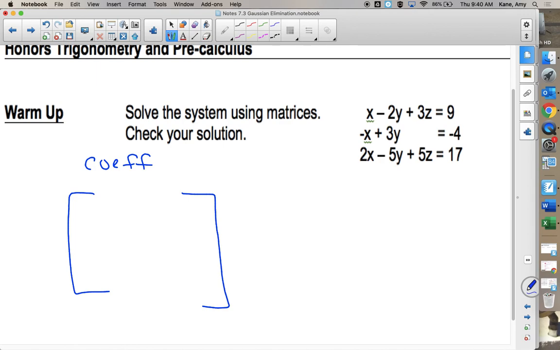So the first one is called the coefficient matrix, in front of each of your variables. You're taking the coefficients of x, the coefficients of y, the coefficients of z, and writing them vertically. So all of your x's should be down the first column. So there's a 1, a -1, and a 2. A -2, a 3, and a -5. And then we have a 3. There's no z, so there's a 0. And then we have a 5. So that's called the coefficient matrix. Again, the x's, y's, z's go vertically.